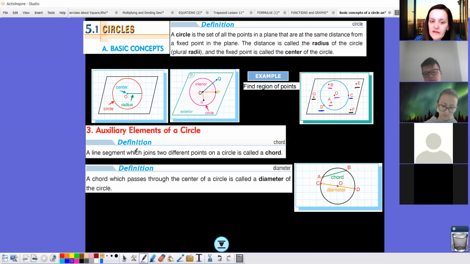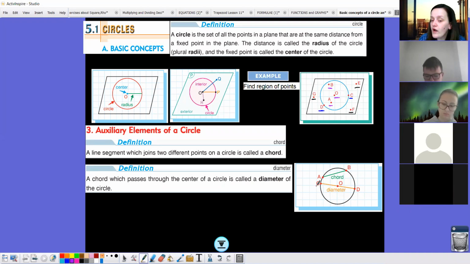A line segment which joins two different points on a circle is called a chord. Look, the points are on a circle, and a line joins them. A and B are on the circle, and when we join them, it's called the chord. A chord which passes through the center of a circle is called a diameter.